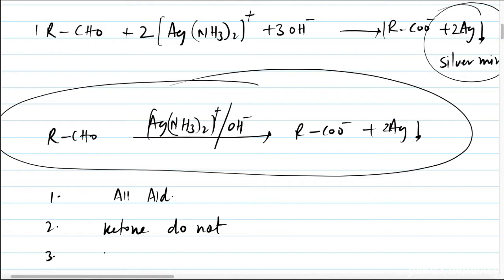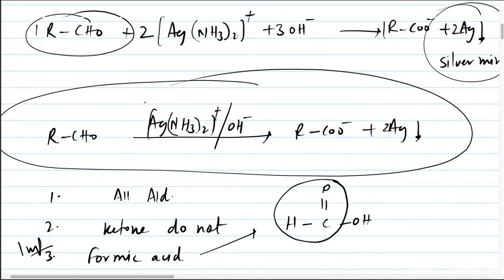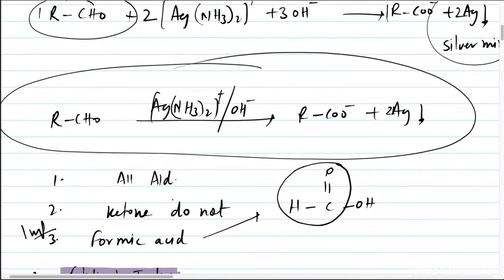And the next one is formic acid, which confirms this test. Why does formic acid confirm this test? This is very important. Okay, this formic acid is H-C double bond O-H. In this formic acid you can see this is your CHO on the left hand side, and this test is only for CHO, right? So formic acid confirms this test.